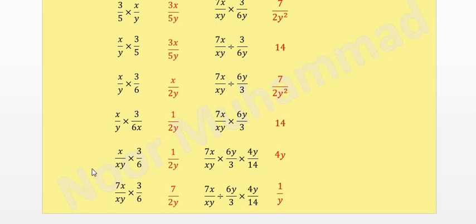By the way, I'm going to make another video for this exercise in which, before the multiplication, you have to make factors, or you can say you have to factorize the given expressions. So I'll make another video for the same exercise.